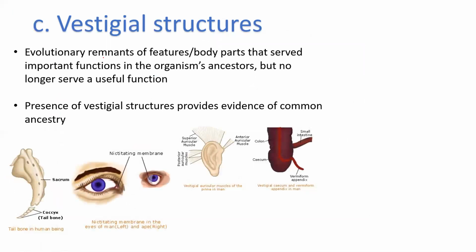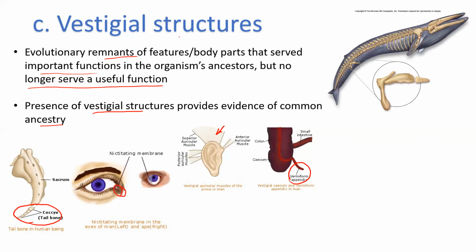Okay, vestigial structures: evolutionary remnants of features, body parts that served important functions in the organism's ancestors but no longer serve a useful function. This provides evidence of a common ancestry. Okay, so the tailbone, we don't use that anymore. There's a membrane here, a nictitating membrane. The ability to wiggle ears. The appendix. These are all vestigial, indicating that at one time this body part served a function, but because it doesn't provide a disadvantage to us, we still retain it.